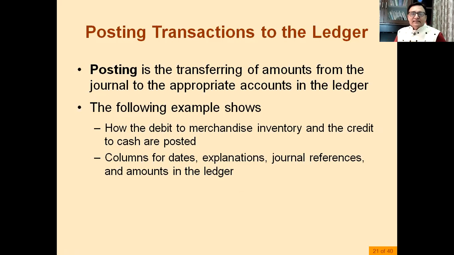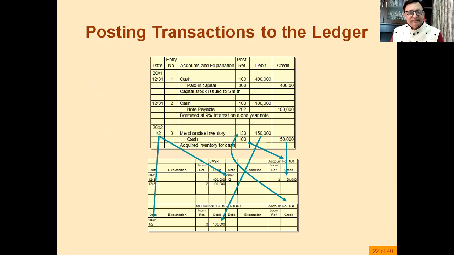So once this process of journalizing is over, we will start the process of transferring these journal entries, posting these journal entries into the ledger. So posting is the transferring of amounts from the journal to the appropriate account in the ledger. The following example shows how the debits to merchandise inventory and cash are posted, and how the columns for the date, explanation, references and amounts in the ledger are posted. This is an example for you.